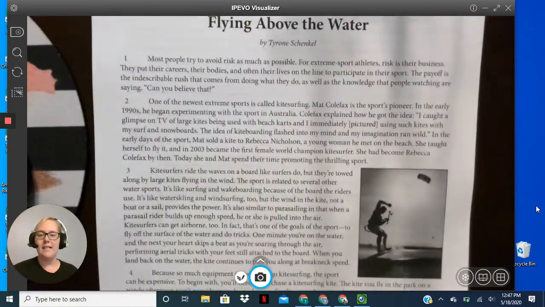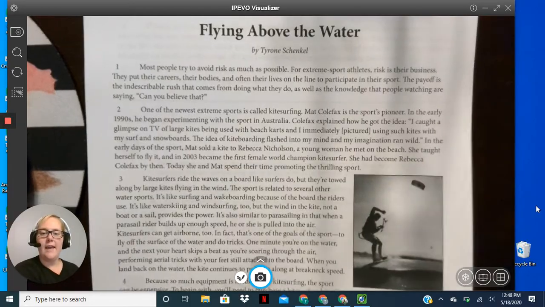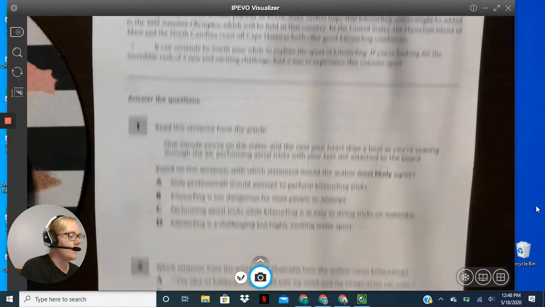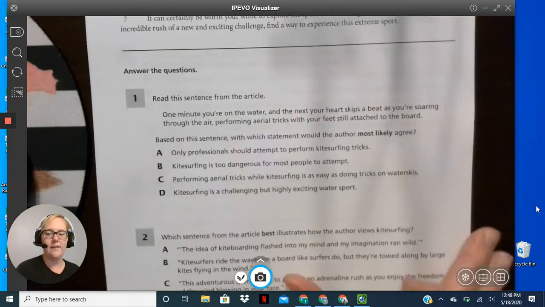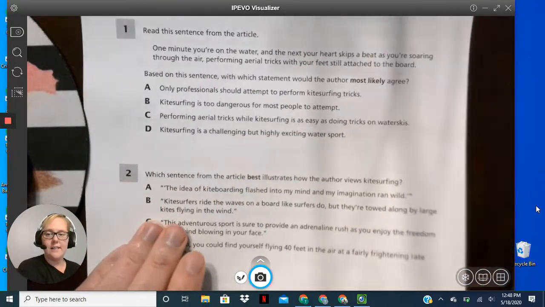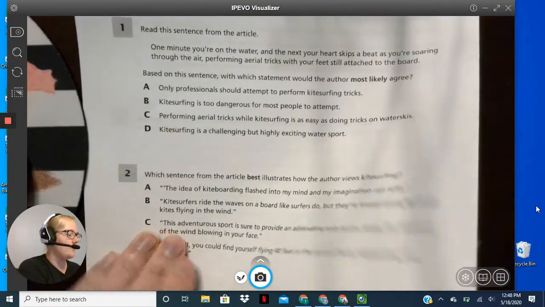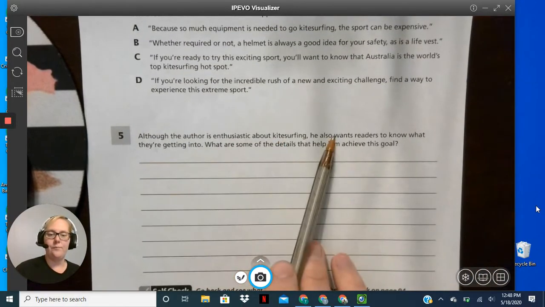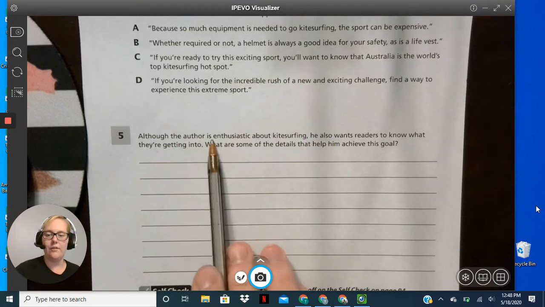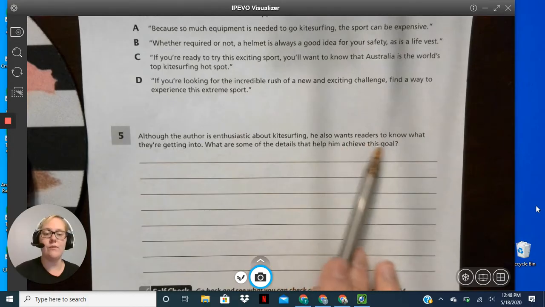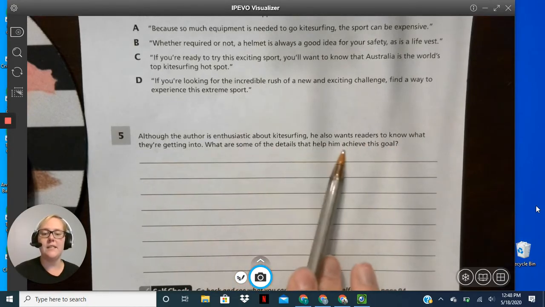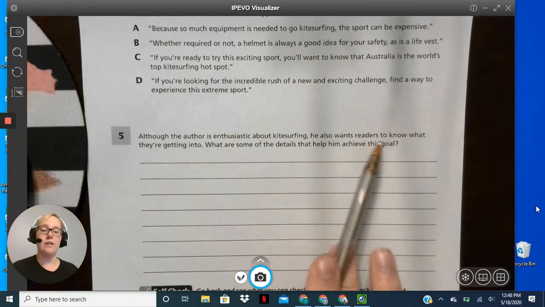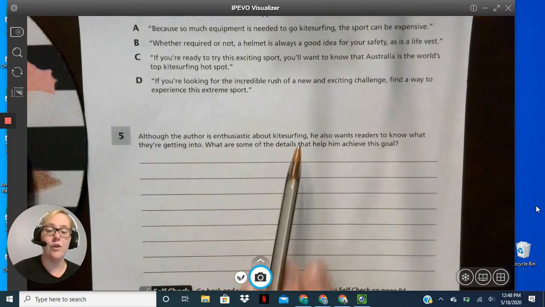And then you're going to read about kite surfing called Flying Above the Water. And that has 7 paragraphs on it. And so read about kite surfing and then answer 5 questions that have to do with the author's point of view and the purpose for writing. And then on number 5, it talks about how the author's enthusiastic about kite surfing, but also wants readers to know what they're getting into. What are some of the details to help them achieve this goal? So I want you to make sure that you're answering that question, that he wants readers to know what they're getting into. What are those details?